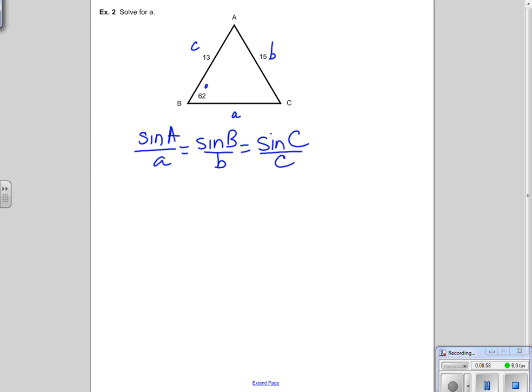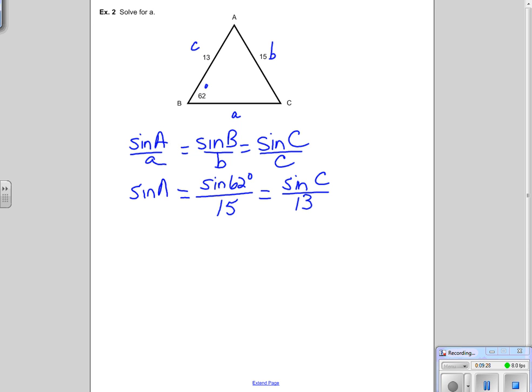Sine A over A, don't know, don't care, but I always start by writing it all down. Sine of 62 for B over little b is 15 equals sine C over 13. And I lied to you just then, didn't I? Sine A over A, we do care about that. Sine A quite profoundly, really. All right, equals sine A over A.